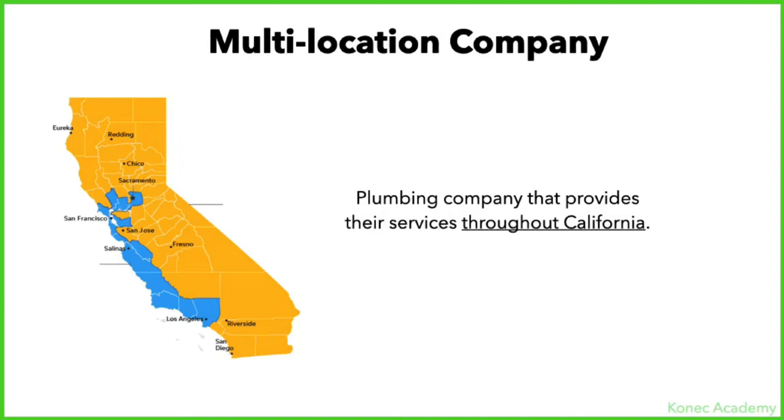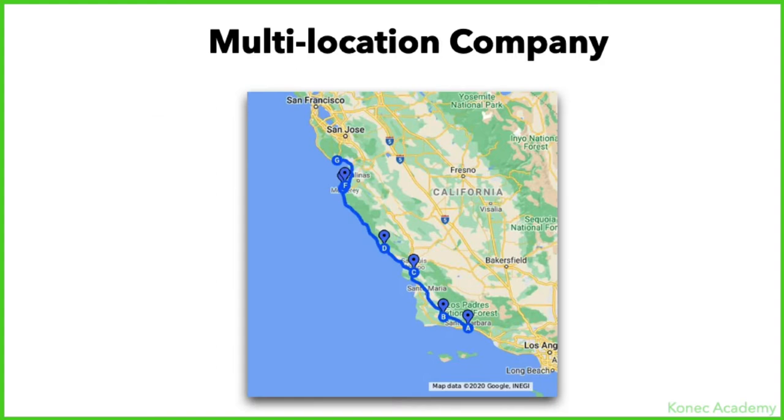I want to talk about multi-location companies. Say, for example, you are the owner of a plumbing company that provides services throughout California. So you provide services along the coast from Santa Barbara to, let's say, San Jose. How would you structure your site in a way that you could capture all of these clients?